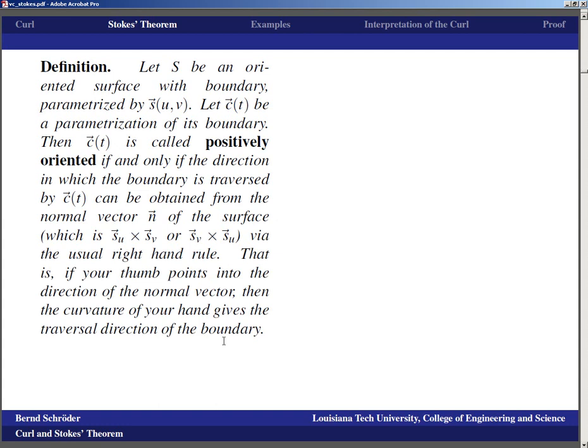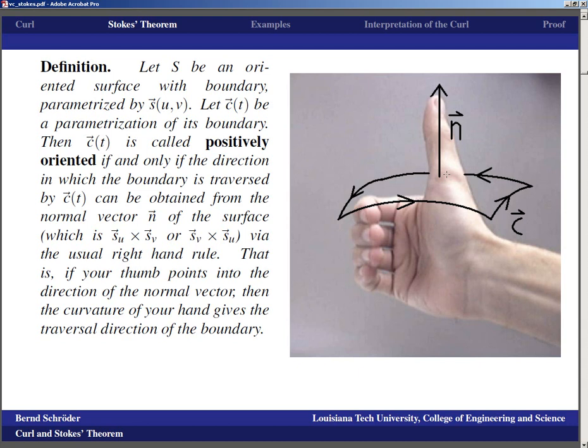That is, if your thumb points in the direction of the normal vector, then the curvature of your hand should tell you that here you're going around the boundary curve in this direction. If you look at it from above, then basically your normal vector points towards you and the traversal is in the mathematically positive direction, which is probably the reason why this is then called positively oriented.